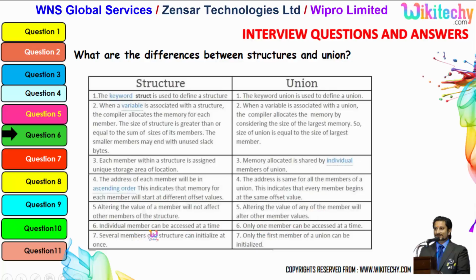Individual members can be accessed at a time. Only one member can be accessed at a time. Several members of a structure can be initialized at once. Only the first member of a union can be initialized. These are the major differences you should explain.